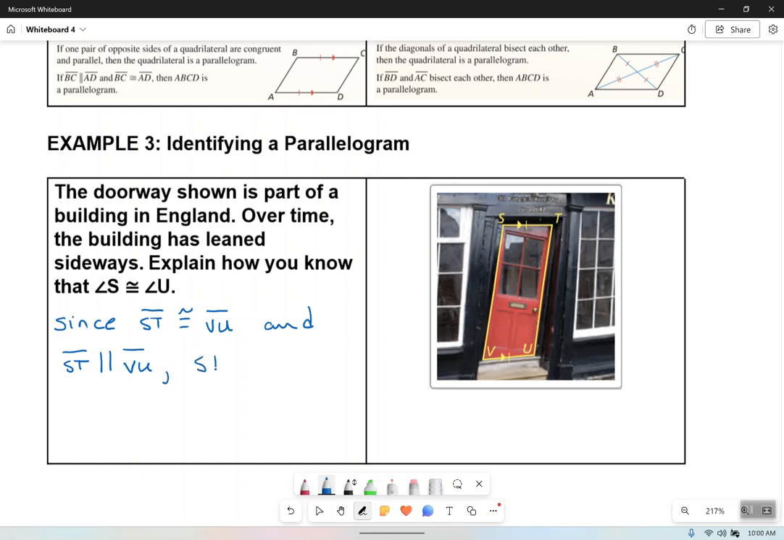Wouldn't STUV have to be what kind of shape? And in a parallelogram, what's true about opposite angles? So I'm going to say angle S must be congruent to angle U because they are what? Is it okay to say they're opposite angles in a parallelogram then?